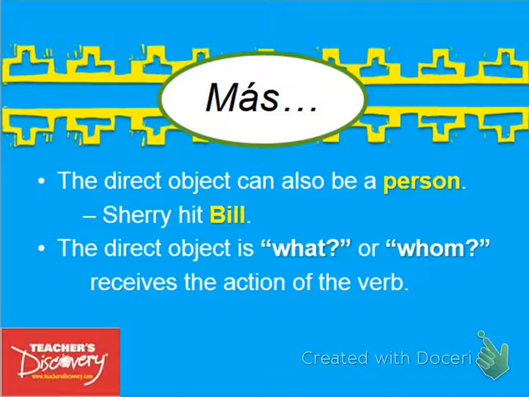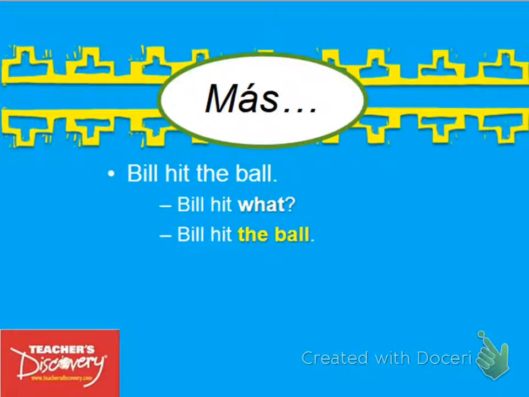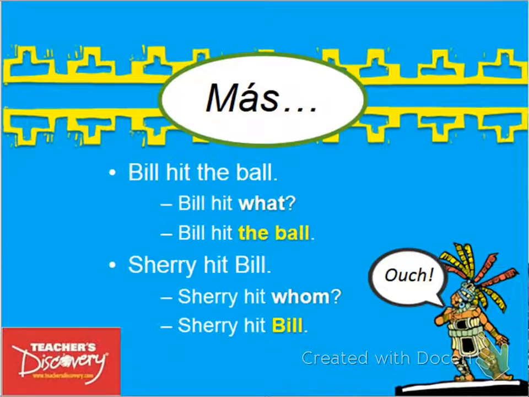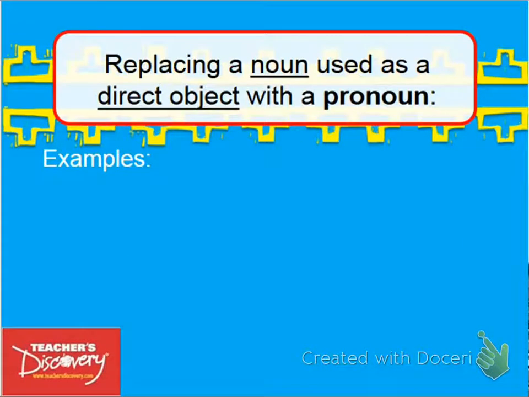You always find the direct object by answering the question, who or what, whom or what is receiving the action? Whatever the verb is, who's being hit in this case. Okay? So, Bill hit the ball. What did he hit? What received the action? The ball. Sherry hit Bill. Who got hit? Who received the action? Bill did. So if you're having a whole conversation about some fight that just took place, Sherry hit Bill. Bill, Bill, Bill. You're going to start replacing it with him. Who's the him we're talking about? Bill. Okay? So you're going to replace the noun with a direct object pronoun.